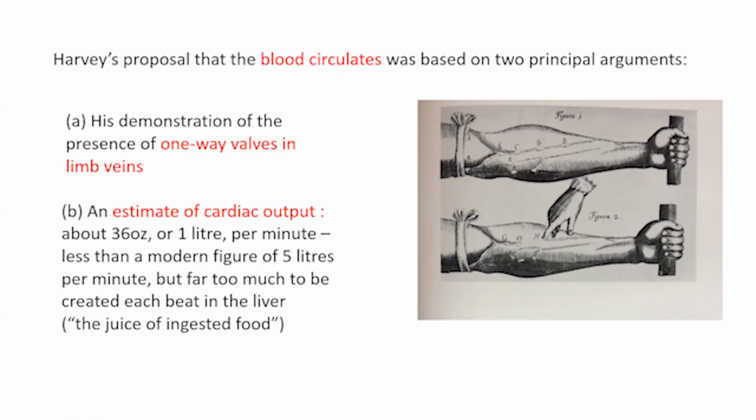He also made an estimation of what we would these days call cardiac output. He said that the heart had to pump about 36 ounces, which is about a litre per minute, which is less than the modern figure of 5 litres a minute, but far too much to be created each beat in the liver, by what Harvey said was the juice of ingested food.